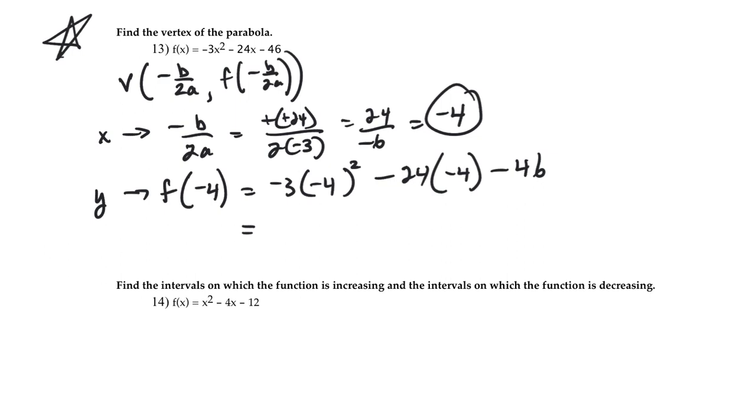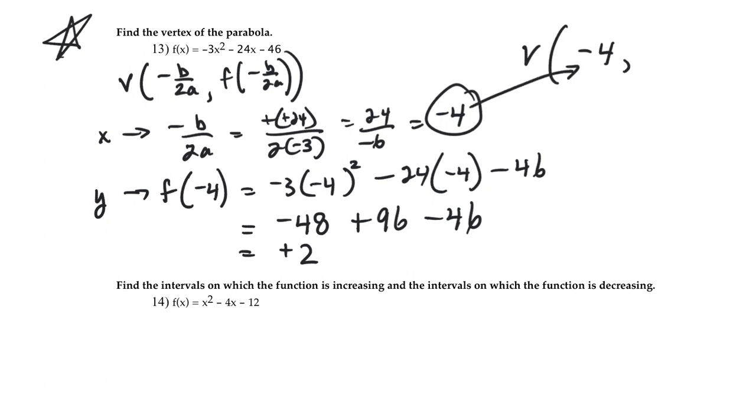Let's see what that comes out to. Negative 4 squared is positive 16 times negative 3 is a negative 48. Negative 24 times negative 4 would be a positive 96, minus 46. So that'll be positive 2, I think. Okay, so the vertex would be, is that right? 48, yeah, that's right. So the vertex then would be negative 4 from here and positive 2 from there. There's your vertex. Okay, hopefully it helped you on some of those questions.